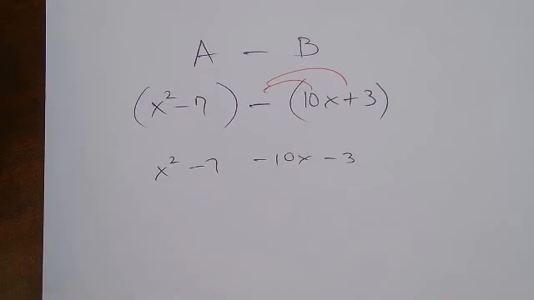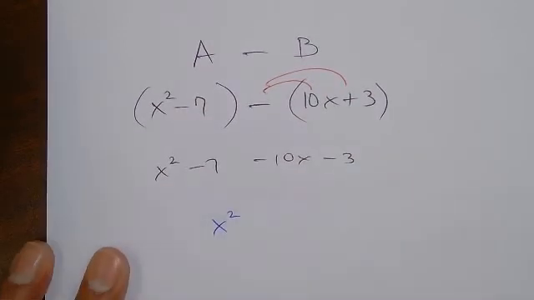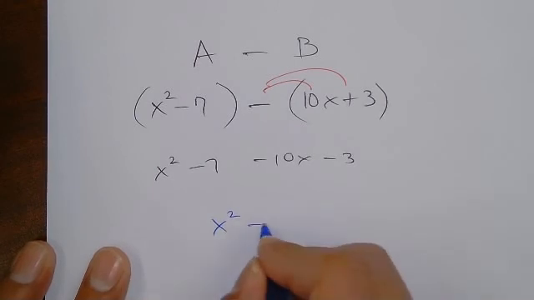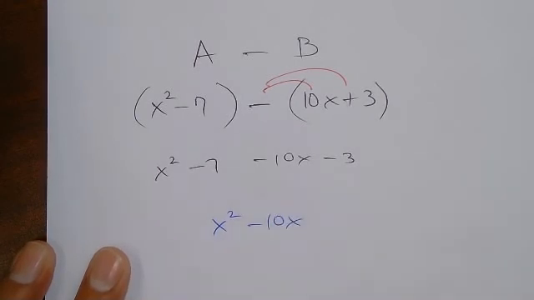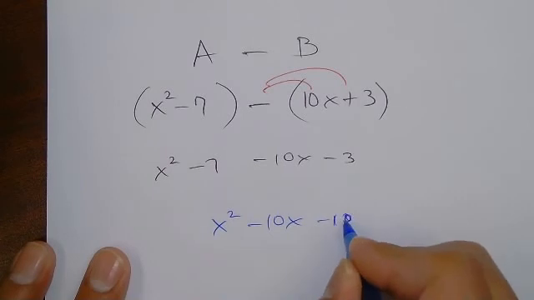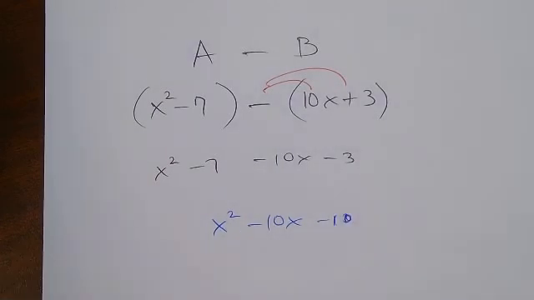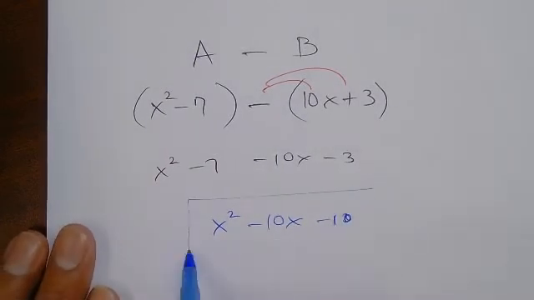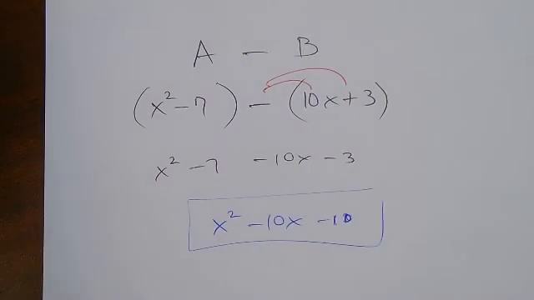Okay, and this one's simple enough. I think we can get the answer here. We got to combine like terms. Anybody? X squared, Derek? Minus 10x minus 10. Okay, that one was so easy. Everybody see that was so easy? Well, that's because the polynomials were pretty simple.